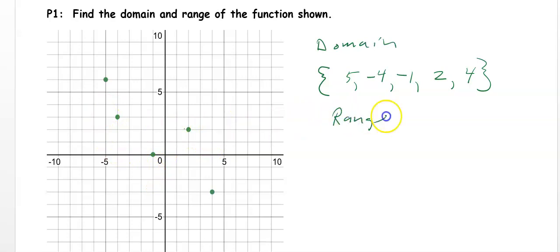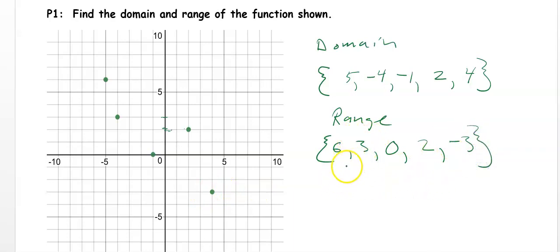And the range will be the y-coordinates of those same points. The first one here is y is 6. The next one looks like y is 3. The next one is y is 0. The next one, it looks like y is 2. And the last point, y is negative 3. So I list the domain and range as individual numbers because I have points. Okay, so let's move on to problem 2.